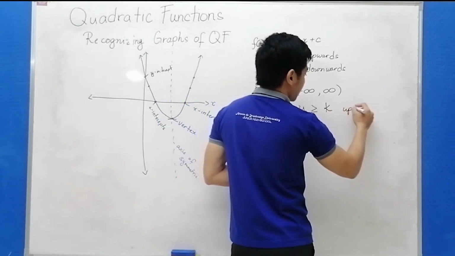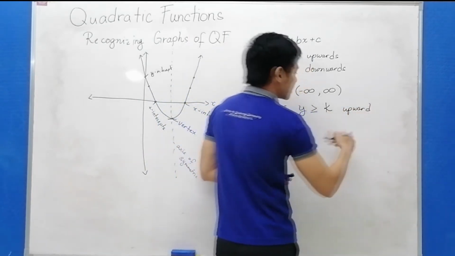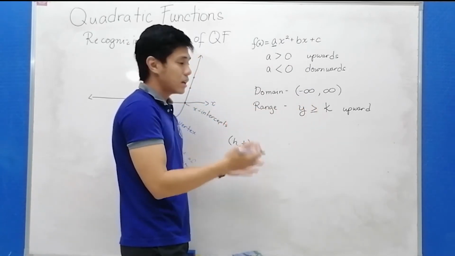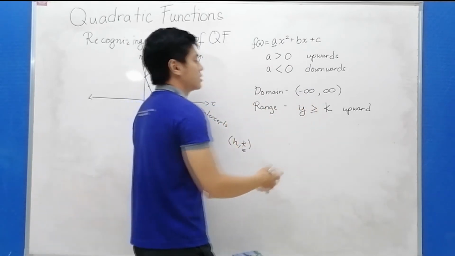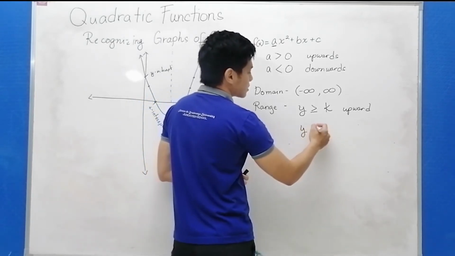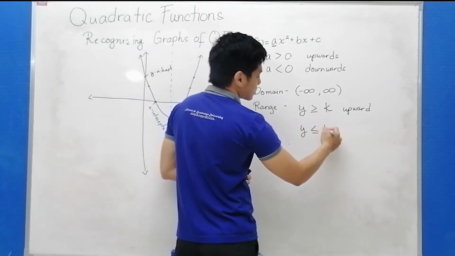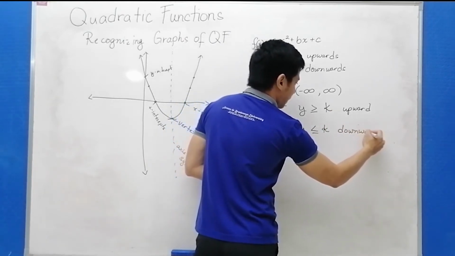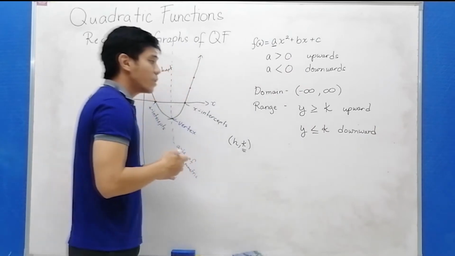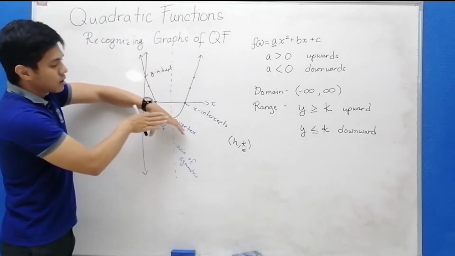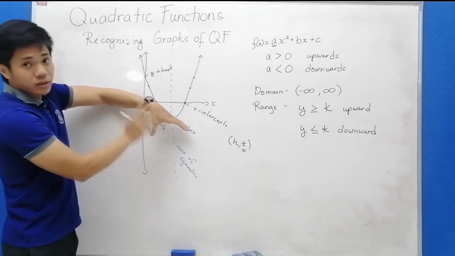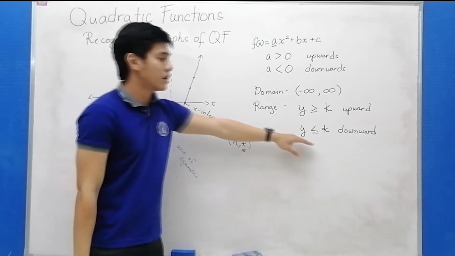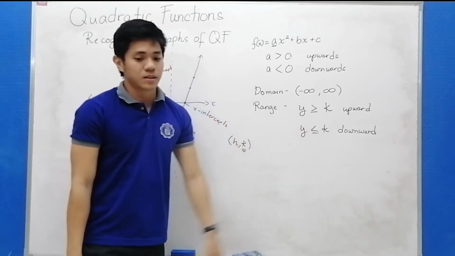So what happens if it's downwards? We just reverse the Pac-Man sign, so it's going to be facing the k. It's going to be less than k this time. If it's opening downwards, it's going to be less than k. That means all of the y values are only going to be in the below values, so it cannot be greater than this. That's what we mean by it facing downwards.